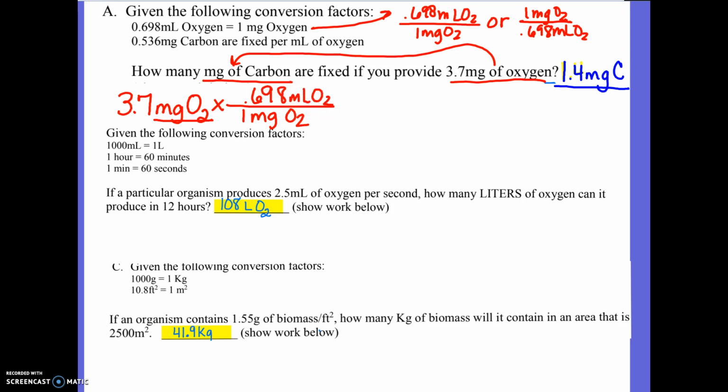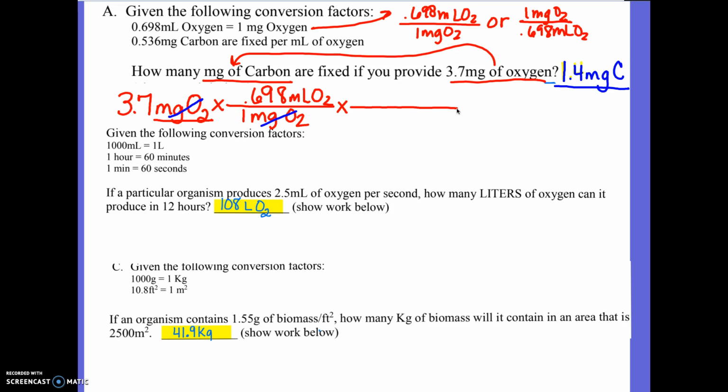If I work this out, which I'm not going to do, but if I was to work this out right here and stop, milligrams would cancel, numerator, denominator, I would multiply, and my answer would be in milliliters of oxygen. However, I'm going to keep going, and you could do this in separate steps if you wanted to. All right, so at this point, I am in milliliters of oxygen. I still need to get to milligrams of carbon.